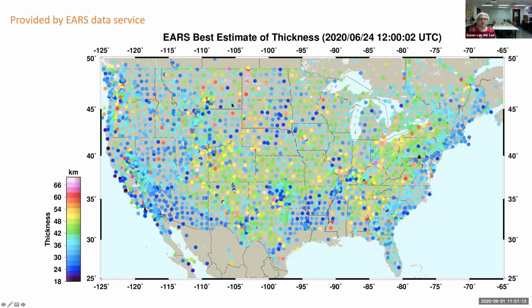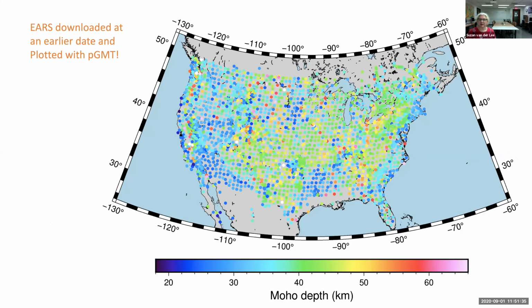Anyway, so this was the map. I already explained what the colors are, right? They represent MOHO depth according to this scale that is estimated from lots and lots of seismograms by this project, EARS. And so this data are basically downloaded from the EARS data service that is hosted by IRIS. This is the map I made of them.